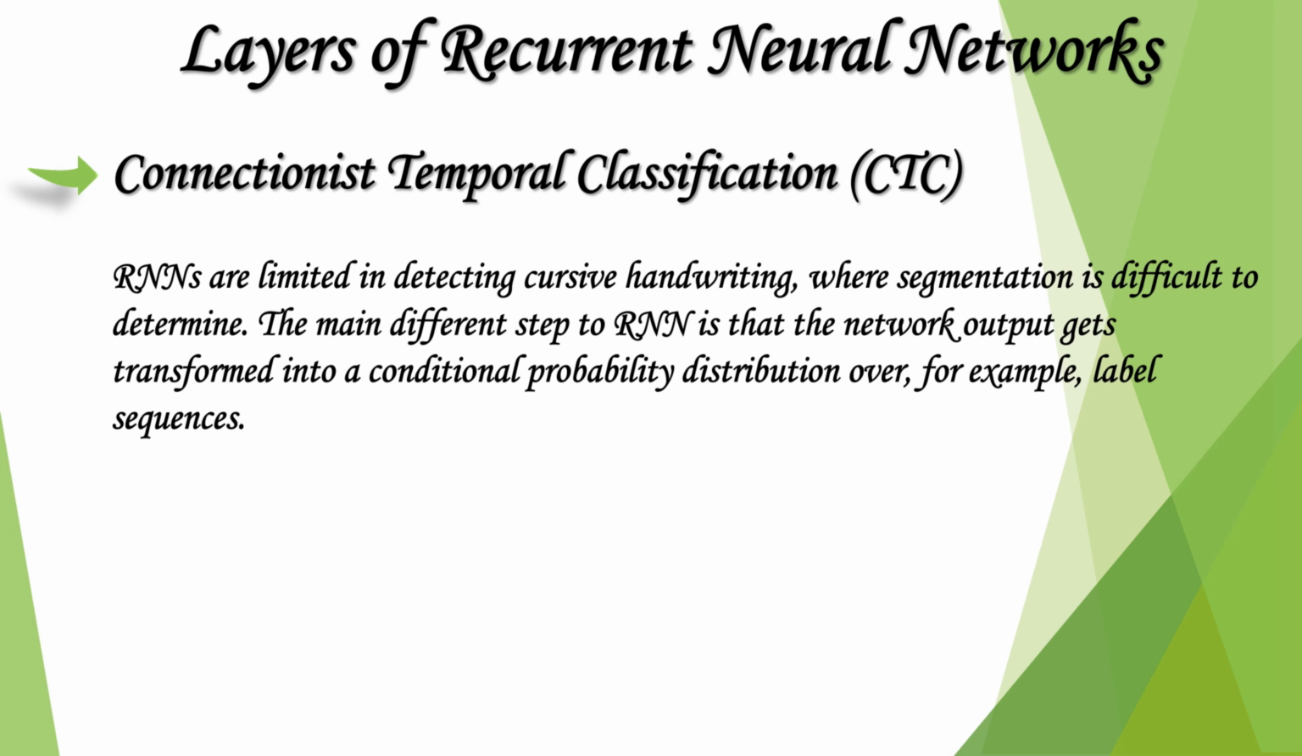Connectionist temporal classification. RNNs are limited in detecting cursive handwriting, where segmentation is difficult to determine. The main difference from the RNN is that the network output gets transformed into a conditional probability distribution over, for example, label sequences.